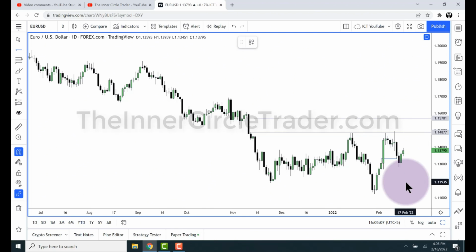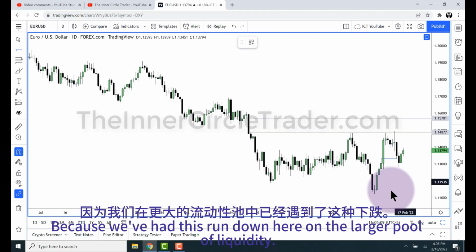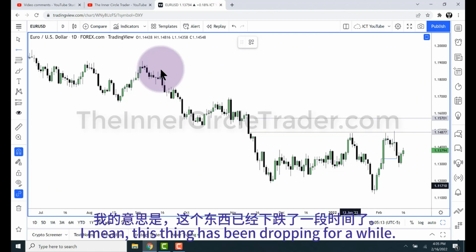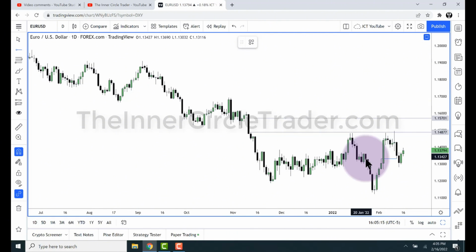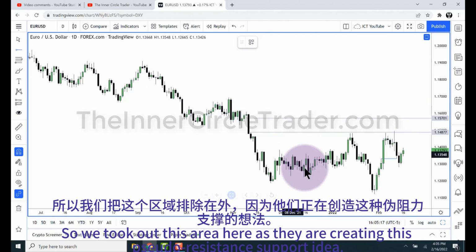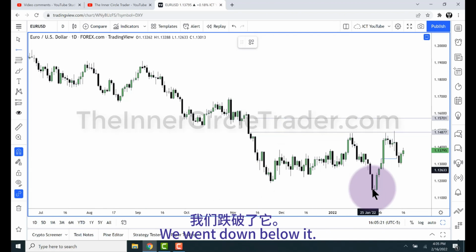so now that should be the model I'm teaching on the YouTube channel. I don't see that here, because we've had this run down here on the larger pool of liquidity. This thing has been dropping for a while. So we took out this area here as they are creating this pseudo resistance support idea. We went down below it.